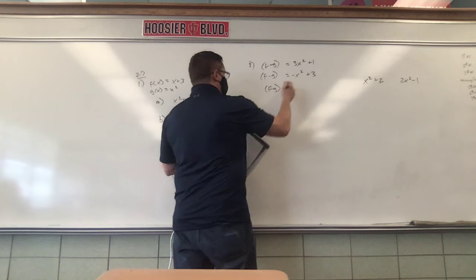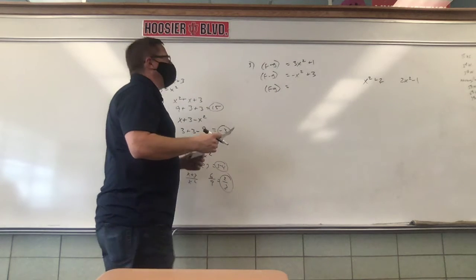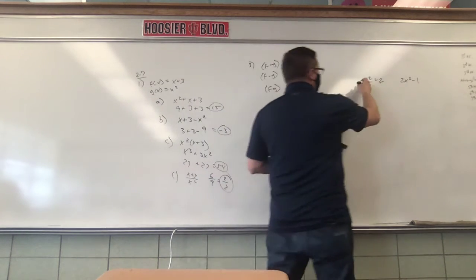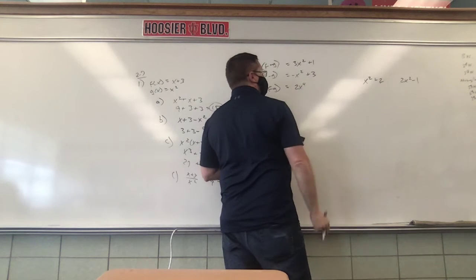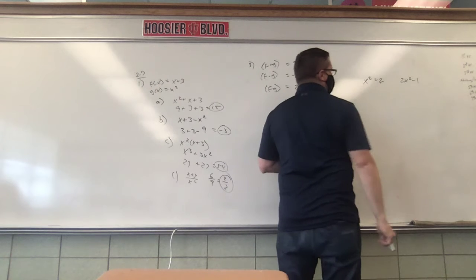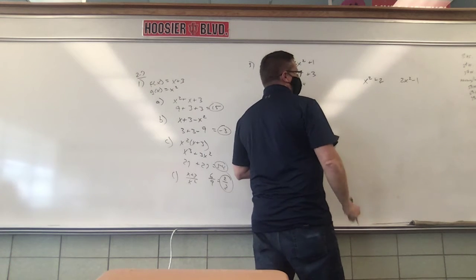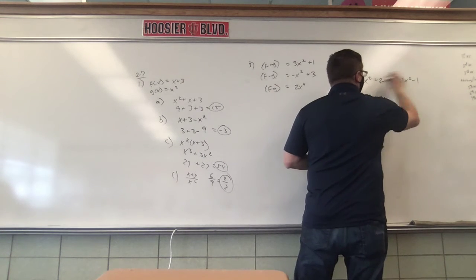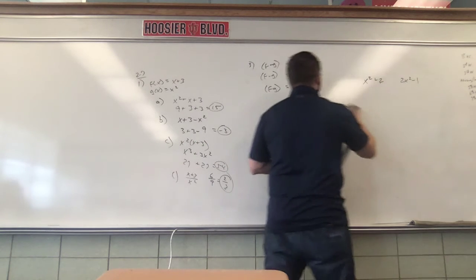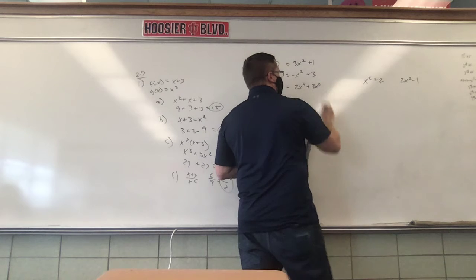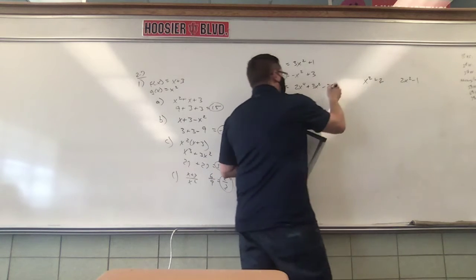F times g of x. If I multiply those, we're going to FOIL these things out. If we do that, x squared times 2x squared is 2x⁴. My outers, I'm going to combine these steps. I think you should be able to do this. My outers is negative 1x squared. My inners is positive 4x squared. 4 minus 1x squared is 3x squared. And the last, 2 times negative 1 is negative 2.